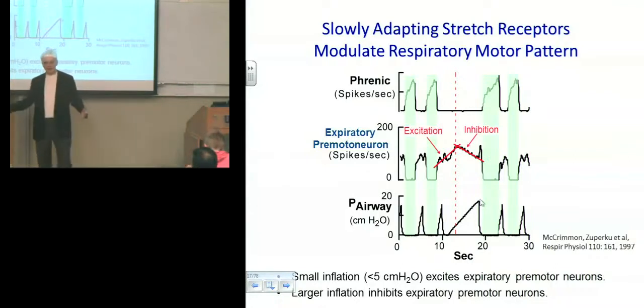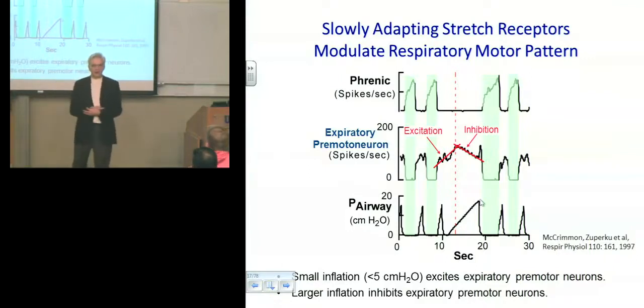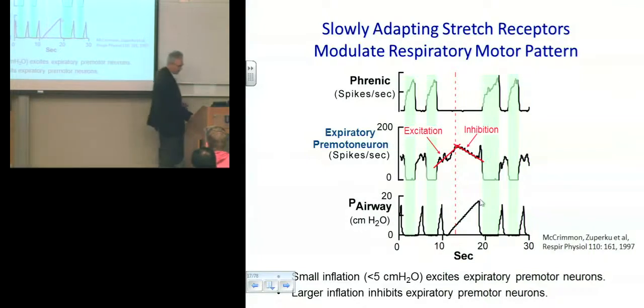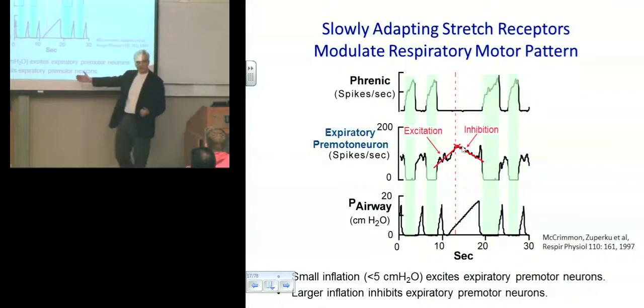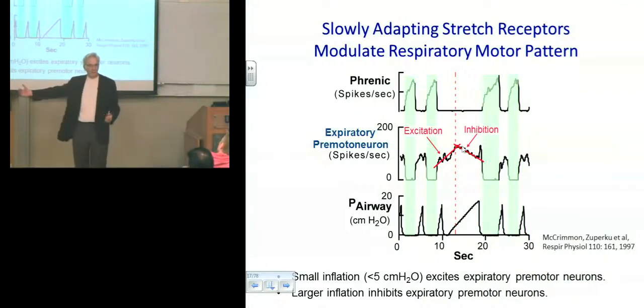What you've got to do is get the air out. So thinking simplistically, what you want to do is activate expiratory muscles, drive that air out. And if you have low inflation pressures, it's saying that's exactly what you do. But at higher inflations, you get a lengthening of that expiratory period. That's true. But you're actually inhibiting those premotor neurons that you'd expect to be activating the expiratory muscles.